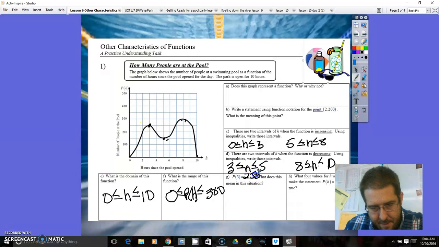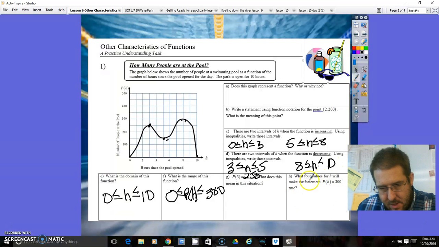And what that means is after 3 hours, there's going to be 250 people at the pool. What 4 values of h will make this statement P of h equal 200? So look across at 200. There are 4 different answers.